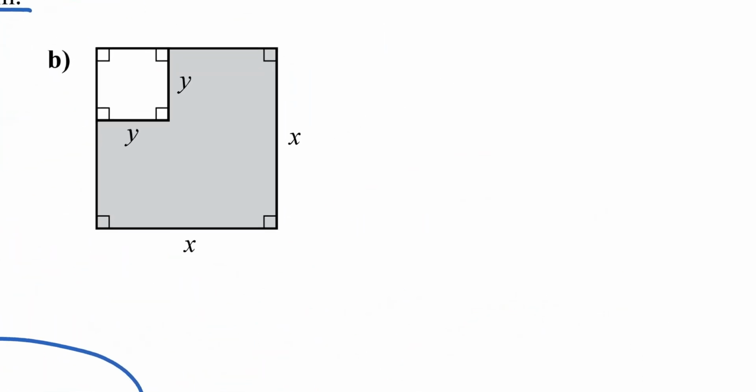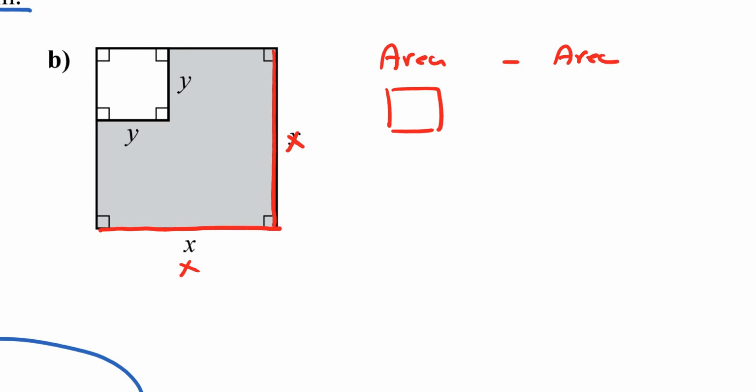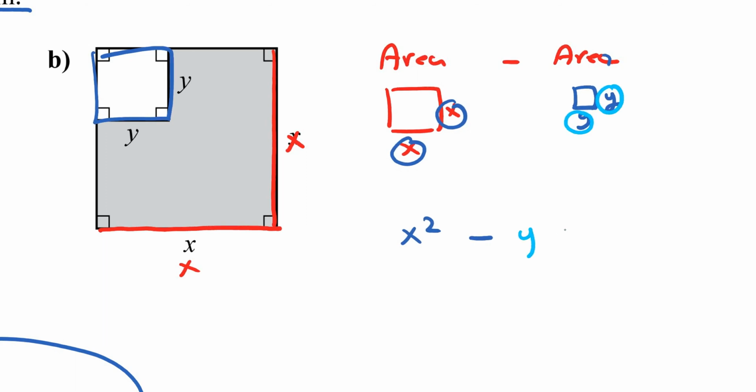Okay, let's move on to letter B. Find the area of the shaded region in factored form. Okay, so this whole length here is x, and this whole length is x. So this is the area of the big square minus the area of the little square here, where this is x times x, and this is going to be y times y, right? So length times width is x squared minus length times width, which is y squared.